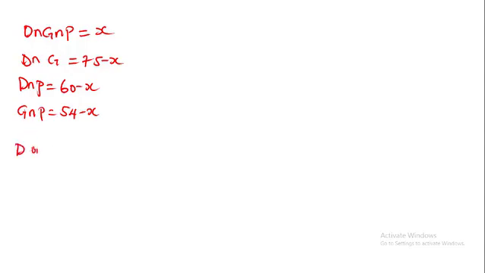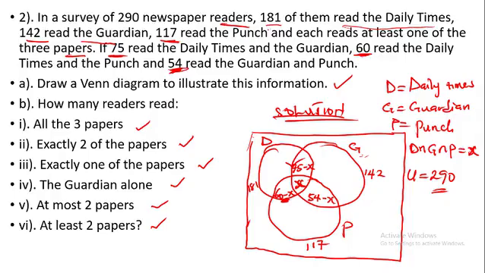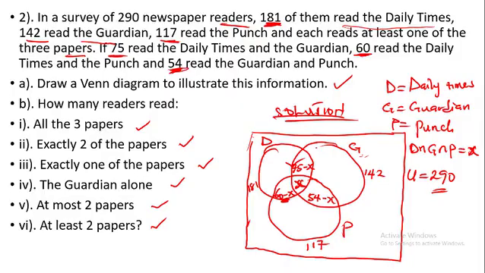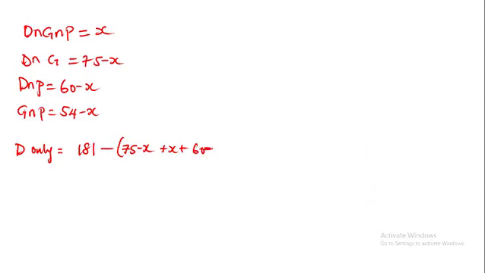Let's start with D only. We are given D from the question to be equal to 181, those who read Daily Times. So it will now be 181 minus every other thing inside the D set, which is 75 minus X, we have X, we have 60 minus X. So we have this minus: 75 minus X, plus X, plus 60 minus X.